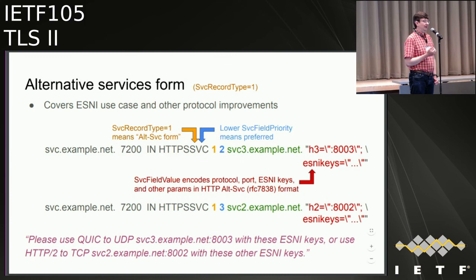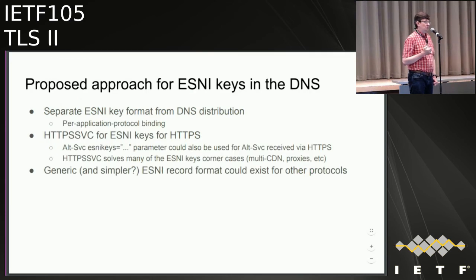Within it, you have a service name that indicates what the name is. So, for example, svc3.example.net would say that, in the top line here for example, if you're trying to get to svc.example.net, you should use svc3.example.net over QUIC to port 8003 on QUIC with a particular set of ESNI keys. Or you could go and use svc2.example.net over HTTP2 on a different port with potentially a different set of ESNI keys. Next slide.